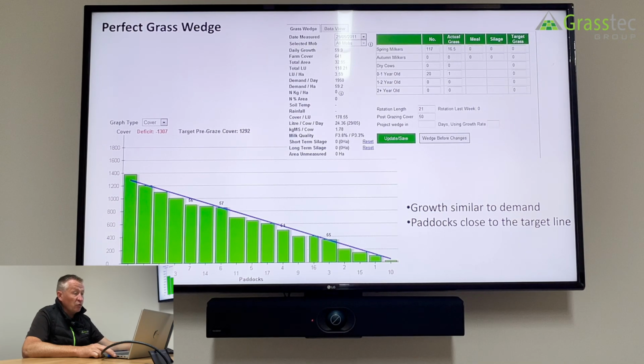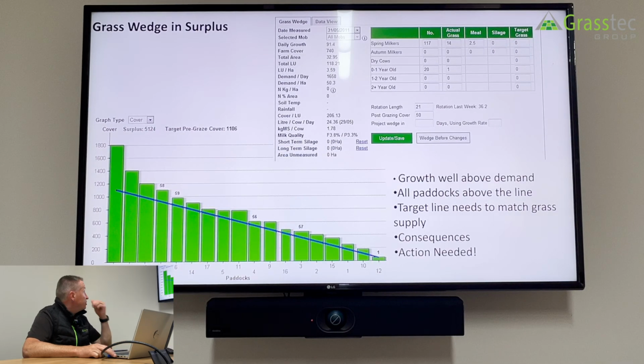In this instance, the growth has been very similar to the demand. Kind of halfway down in the figures there, you can see the demand in this instance is 59. The growth has been about 59. Again, this is a spring milking herd. The cows are out on full grass diets, some calves out as well, 21-day rotation. Everything is fine. So for the next week ahead, within this perfect grass wedge, there's probably no decisions to be made, because growth is similar to demand. It's expected to stay the same, and the same feeding regime stays in place. Okay.